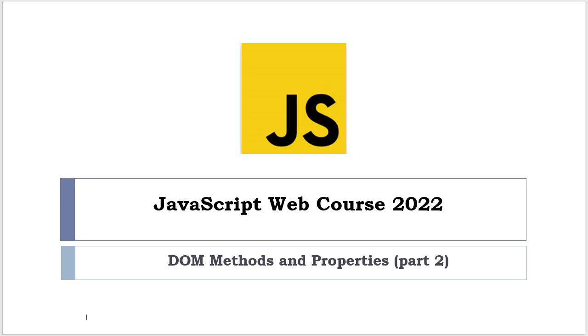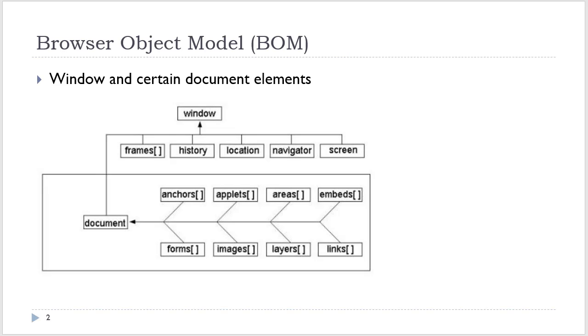In this video, we will look at some additional methods and properties that are available to us via the document object model. I will point out some of the more commonly used methods and properties when working with the web page. I would like to provide a little background.